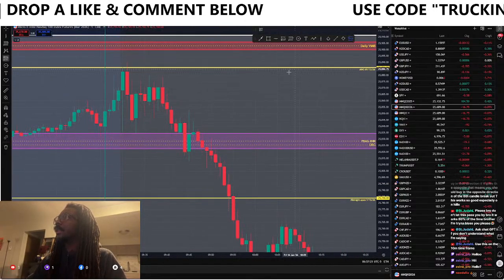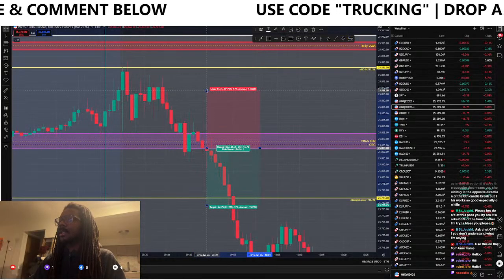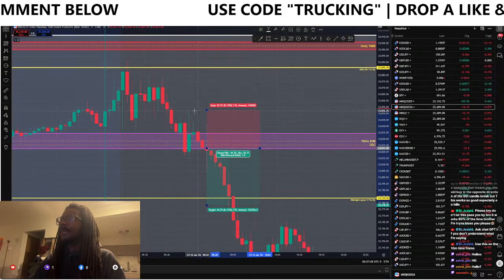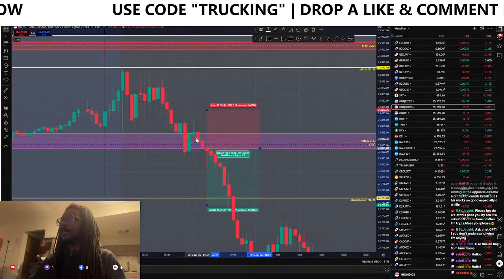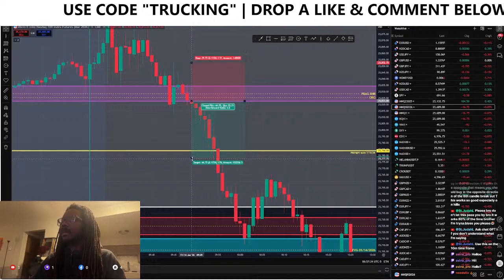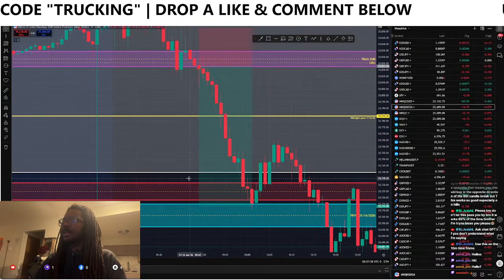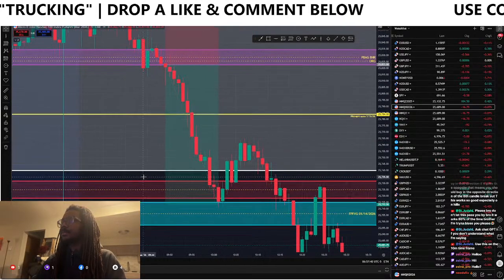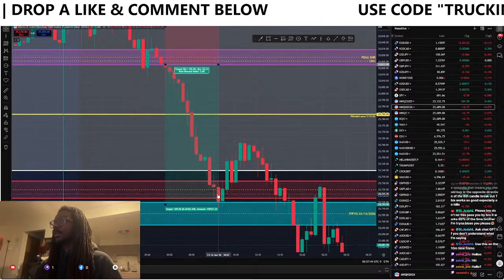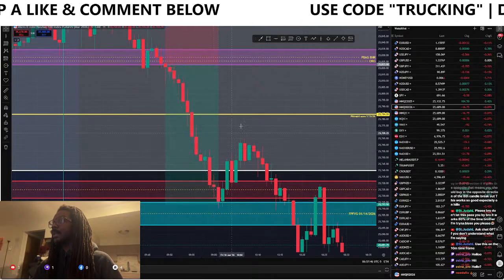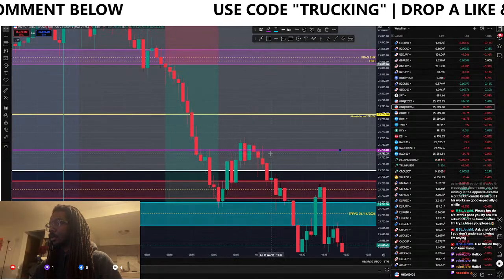The only thing I did right here was wait for a candle to close below, and then I got in immediately. I had my stop loss right here on top of this order block, and I just rode that baby down, as much as I could ride it. Then you guys will see on the video, as the price was going down, I moved my stop loss right here, and that's where I got stopped out.